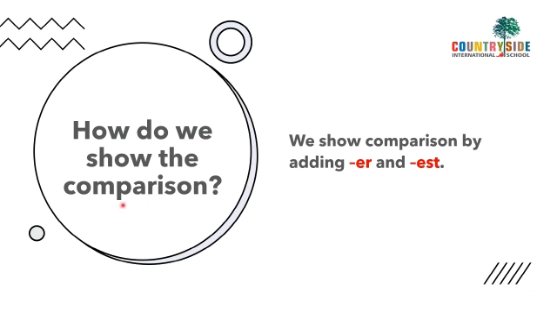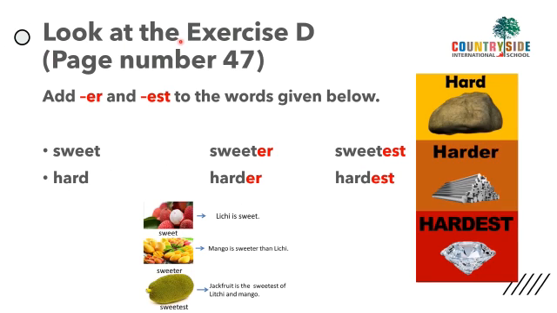How do we show the comparison? We show comparison by adding ER and EST to the words given. Let's see a few examples of it. Look at exercise D on page number 47. Add ER and EST to the words given below. So, suppose it is sweet. First you will add ER, sweeter, and then EST, sweetest.